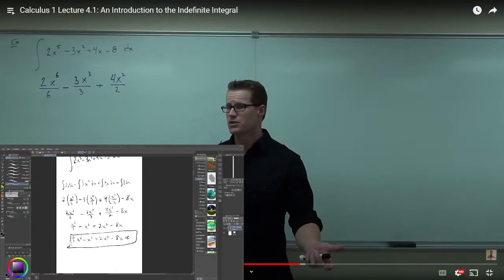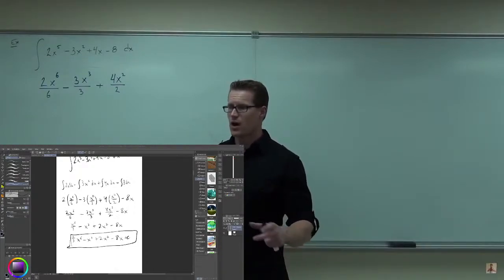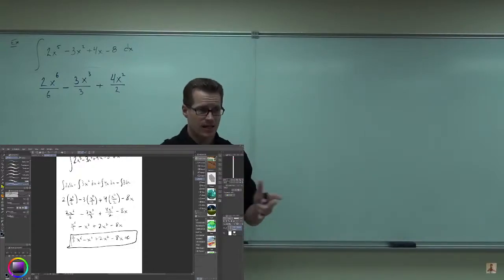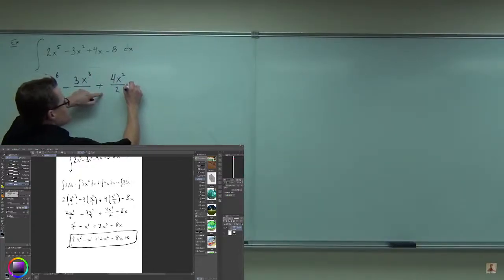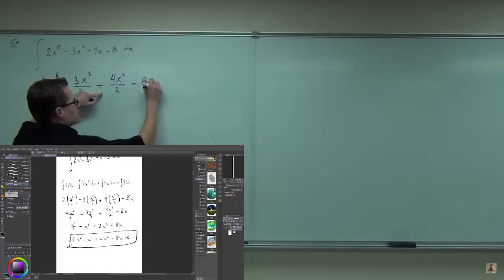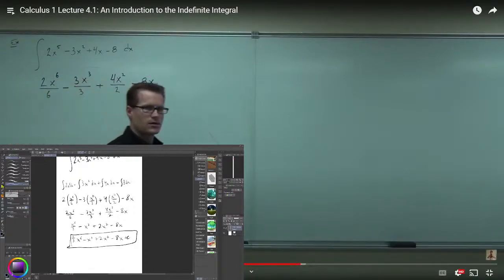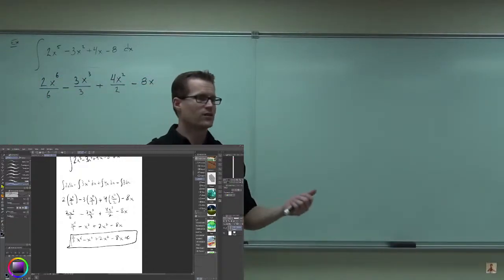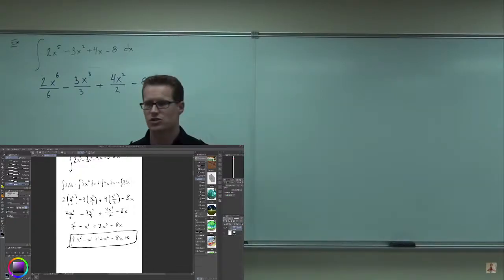We're not doing derivatives. We're going backwards of that. So if a constant goes to 0 in a derivative, a constant goes with an x in an integral. So this goes minus 8x. And that's it, right? Over 1, I guess you could if you really wanted to. We don't need to show the over 1.